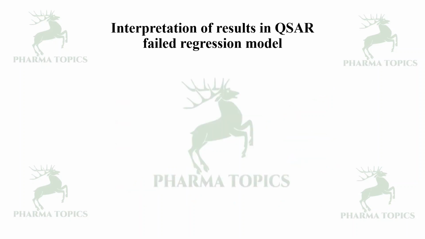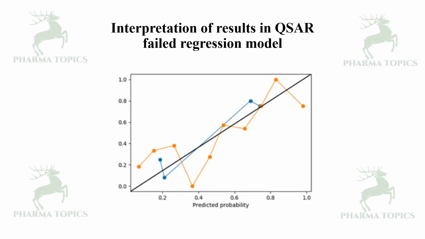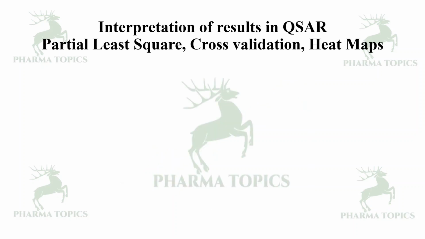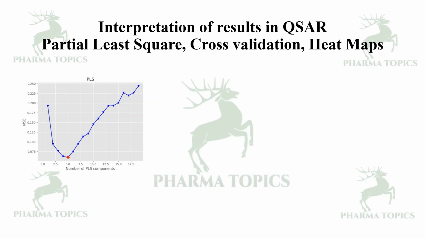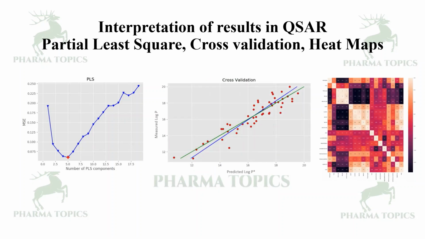Then let us see a failure regression model. So there will not be a regression. The R square value will not be around 1. So only some molecules will fall in. So this is a failed regression model. Then interpretation of results such as partial least square, cross validation and heat maps. So this is a partial least square map. Then cross validation and heat maps are also used in QSAR.